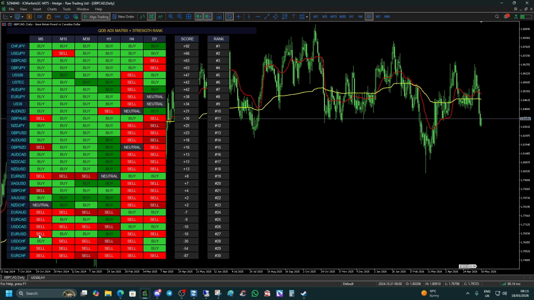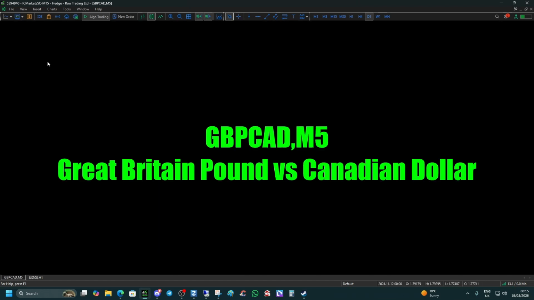Weakest, we've got Euro USD, Dollar Swiss, which is interesting, Pound, Euro Pound, and the Euro Swiss. So that would be a good contender for a sell here. So you're looking to perhaps look for longs at the top, look for sells at the bottom. I'm probably not going to trade pound CAD to the long side. I'm going to wait for that small time frame to flip, then I'm going to enter.